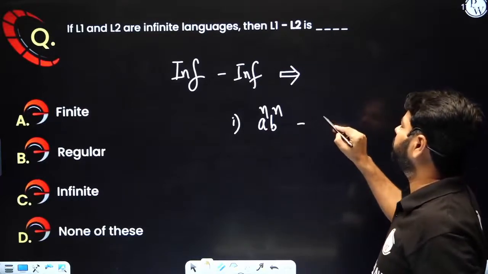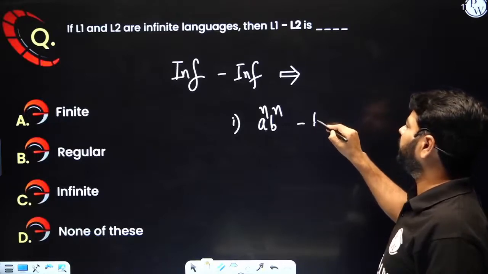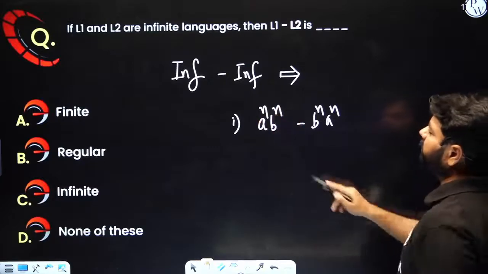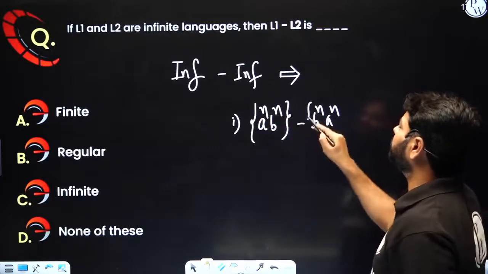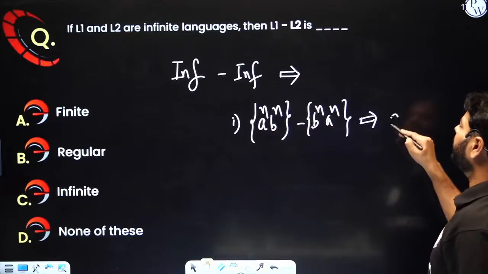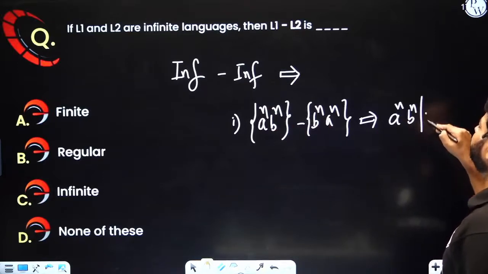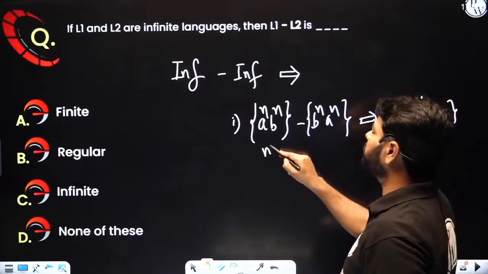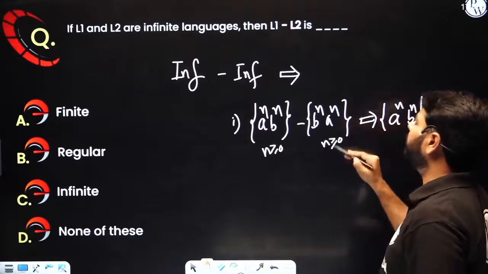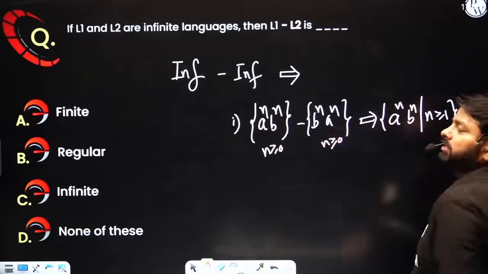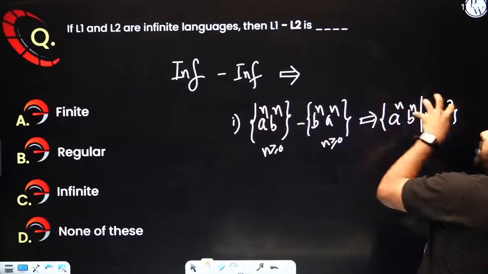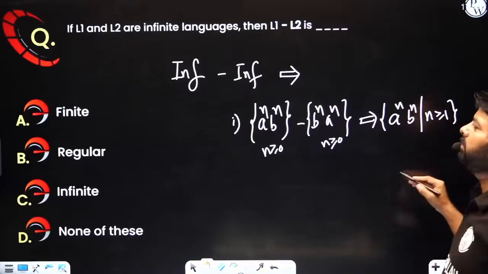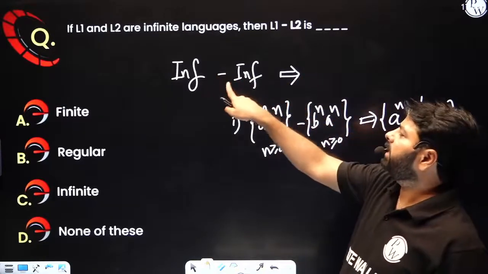let's try to delete b^n a^n. What happens? From this we can delete only one string. The result is a^n b^n with n greater than or equal to 1. By default it is n greater than or equal to 0. Epsilon only is deleted because all remaining strings are different from this. So all strings except epsilon will come here. So the result is infinite.